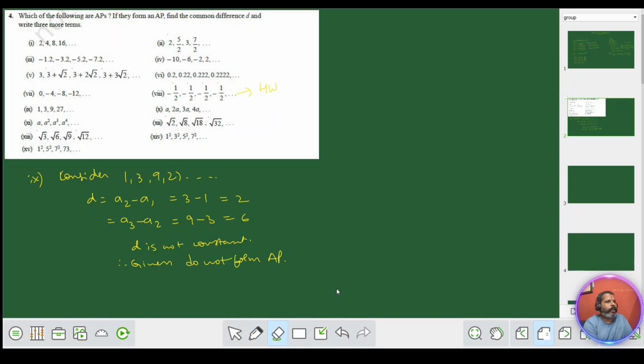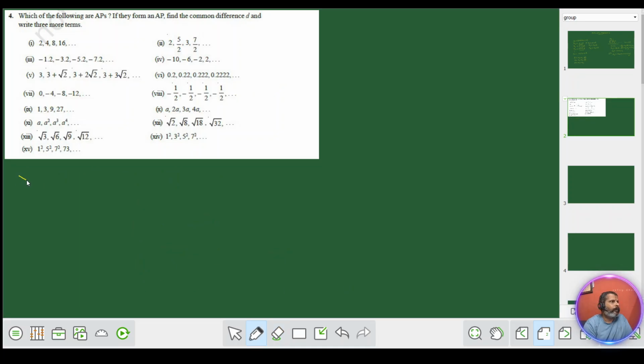We'll move to the next, the 10th one. a, 2a, 3a, 4a. I won't solve this, this will also be homework. This is homework because 2a minus a is a, 3a minus a is a, 4a minus a is a. So the constant will be a. The next three terms are 4a plus a, 5a, 6a, 7a. Okay. We'll move to the next question.